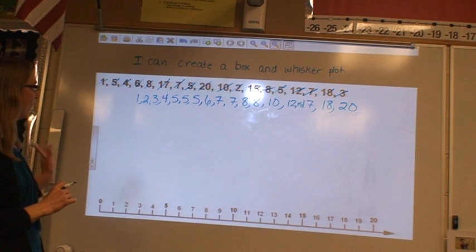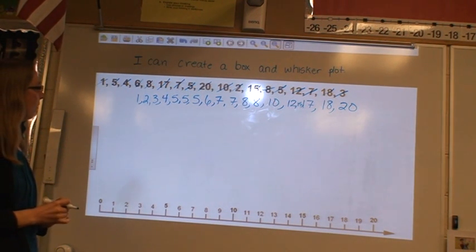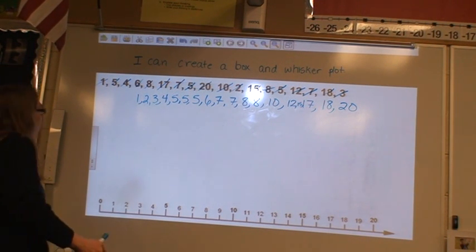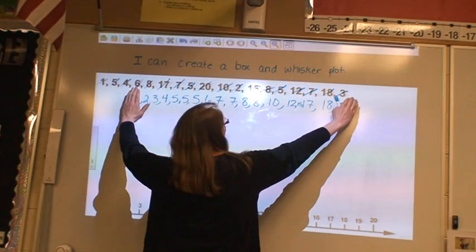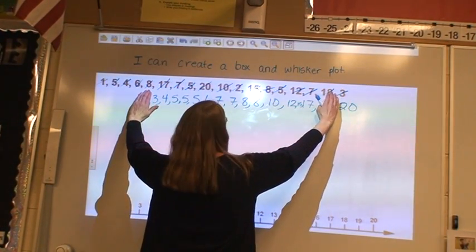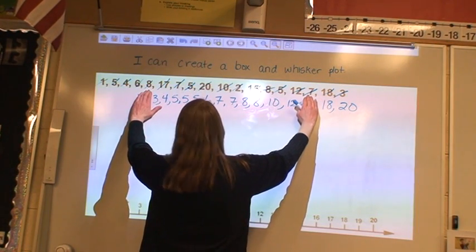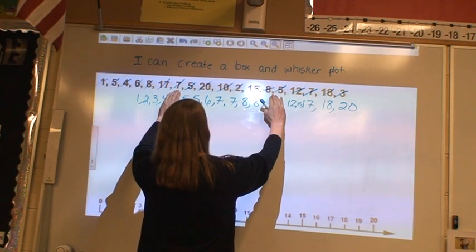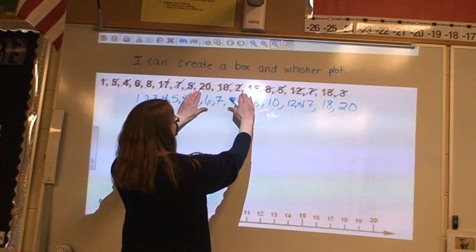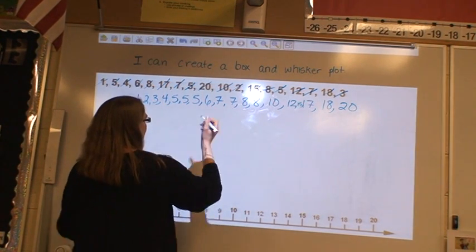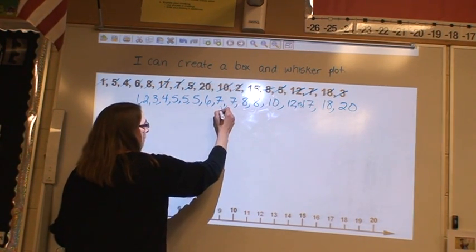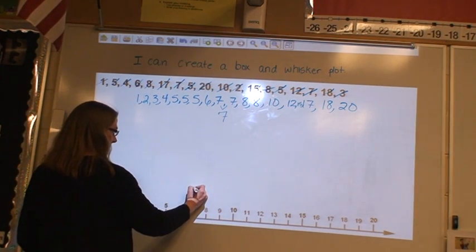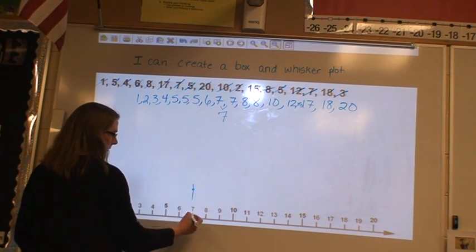Alright, now that I have found all my numbers in order from least to greatest, I'm gonna go ahead and find the median. The median is the number that is right in the middle. I'm gonna start by crossing them out at the same time so I remember that I'm getting them at the same time. So I've got 20, I got 18 and 2, I have 17 and 3, 15 and 4, 12 and 5, 10 and 5, 8 and 5, 8 and 7, 8 and 6, and then I'm left with 7 and 7 in the middle. So in between 7 and 7 is just the number 7. Since that's my median, I'm going to go ahead and draw a dot. I'm going to draw a line through it right at the number 7.